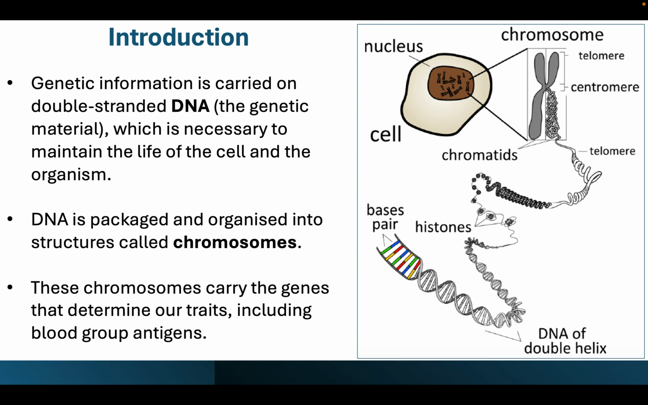And this is logical because, as I said, one chromatid from mom comes with all the genes on it, and one from dad comes with all the genes on it. So these two chromatids, together called a chromosome, determine our traits, including blood group antigens.